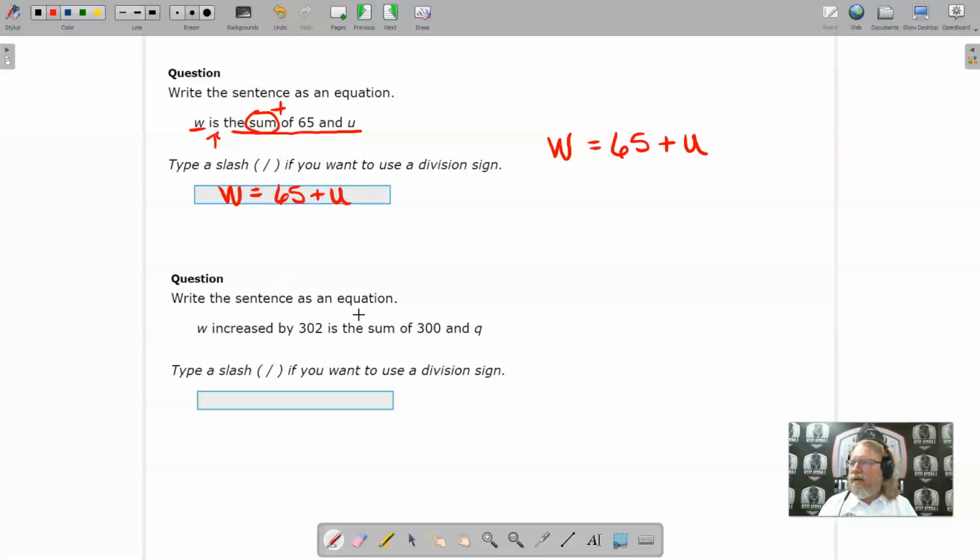Next one, write the sentence as an equation. W increased by 302 is the sum of 300 and Q. So W increased by 302. So that's increased by is to add. And we have 302. Is an equal sign. And then the sum of 300 and Q. So we know that sum means to add. So it's addition. And we're adding Q. So in the end, our final mathematical statement is going to be W plus 302 is the sum of 300 and Q. 300 plus Q.